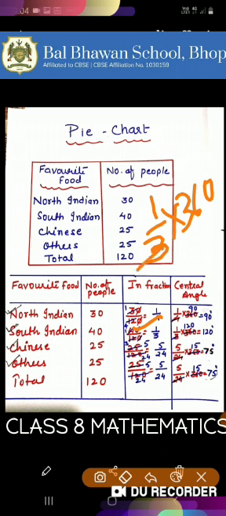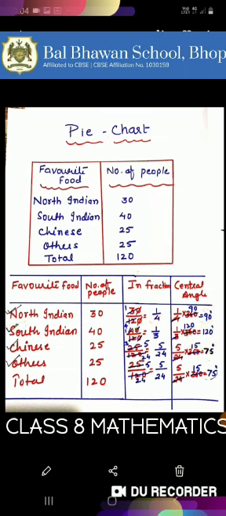Okay, so after cancellation, 3 ones are 3, 3 twos are 6, 3 zeros are 0. We are getting 120 degrees. So the value of the central angle for South Indian food is 120 degrees.